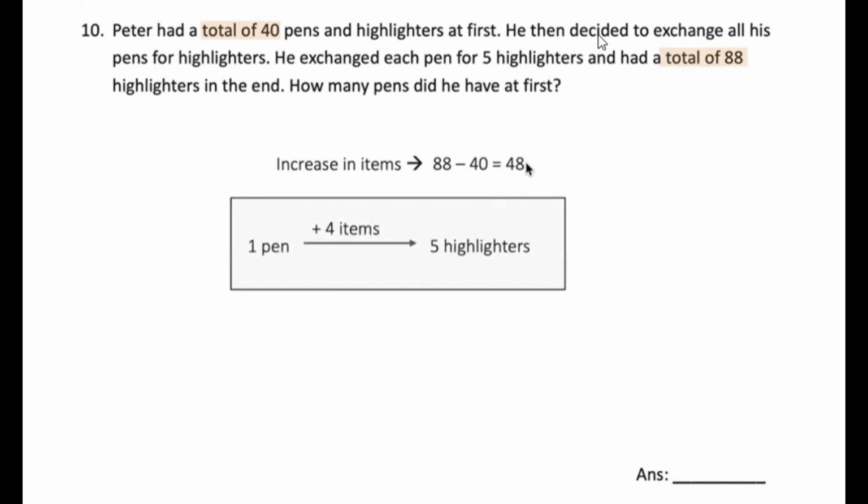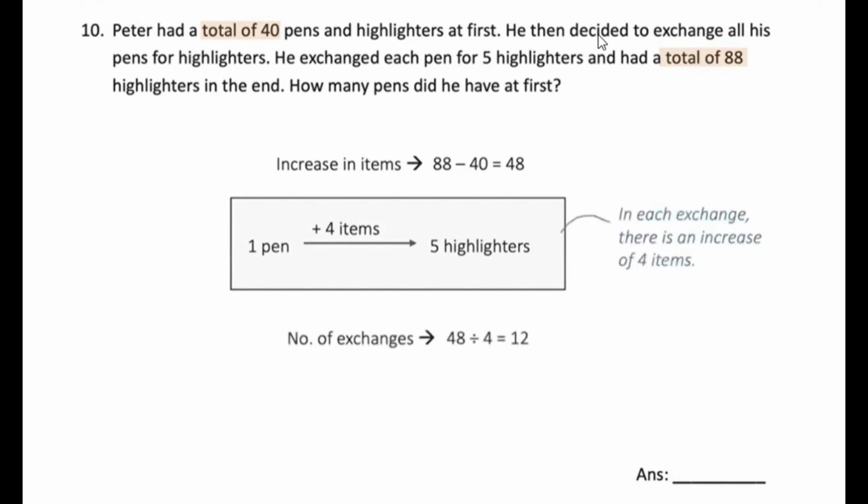So if I use 48 divided by 4, I will know how many pens I have used to exchange into highlighters. Make sense? Okay, so 48 divided by 4, I get 12, meaning I must have changed 12 pens. Answer is 12. Any question? Very tricky question. This is pure logic. No special method.